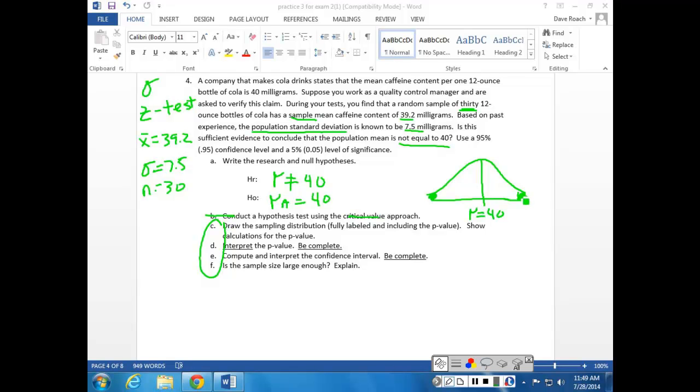But what I want to get at, as soon as you see that not equal to, you know that's going to be two-tailed. Here's your 39.2. So there's some of the p-value, but there's more over here. And this distance is 0.8. So we need the same distance above the mean. So that's going to be 40.8.